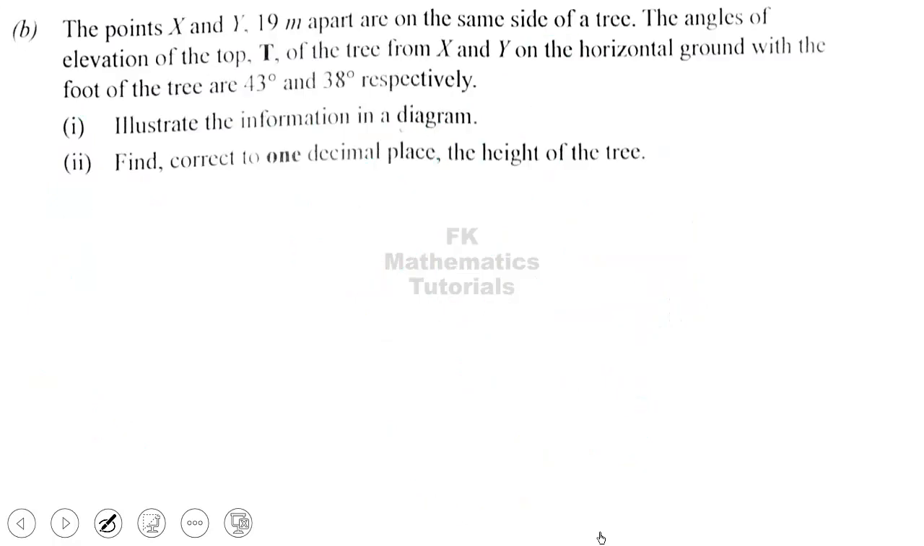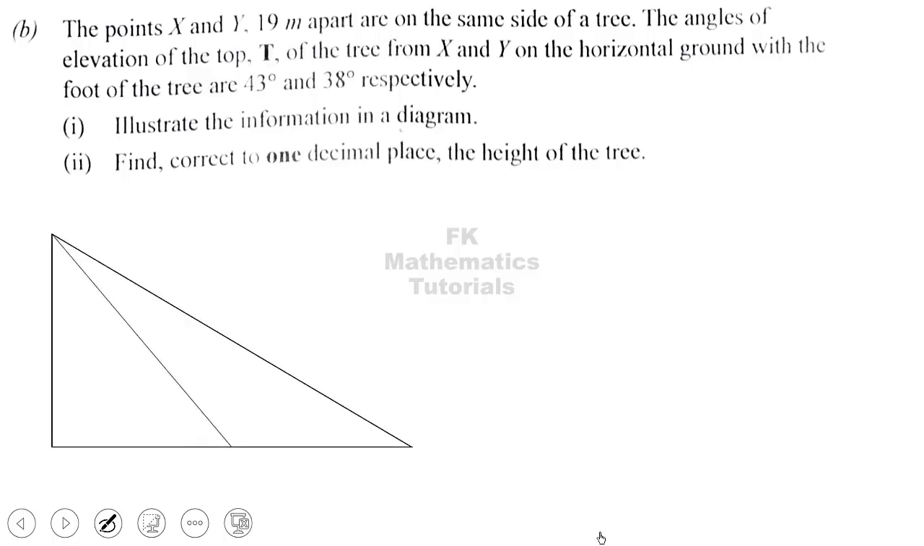Now let's look at the B part. The points X and Y, 90 meters apart, are on the same side of a tree. The angles of elevation of the top T of the tree from X and Y on the horizontal ground with the foot of the tree are 43 degrees and 38 degrees respectively. Illustrate the information on the diagram.